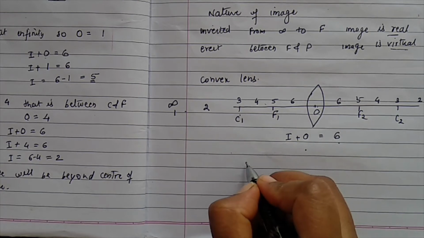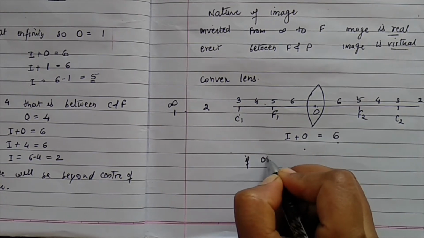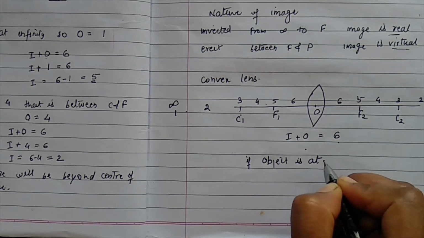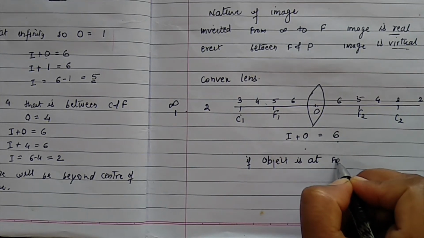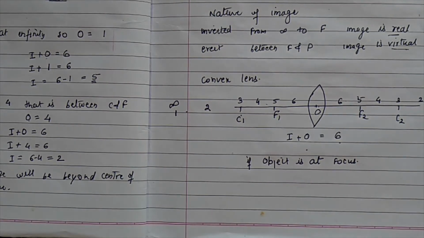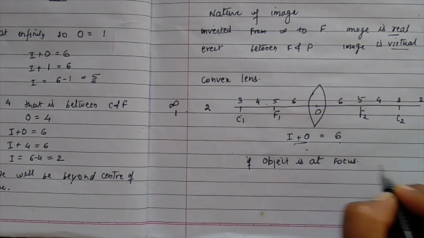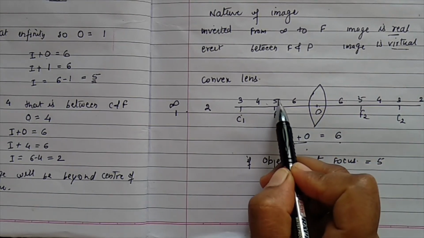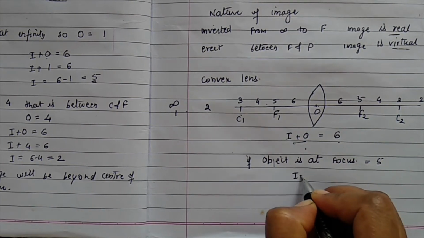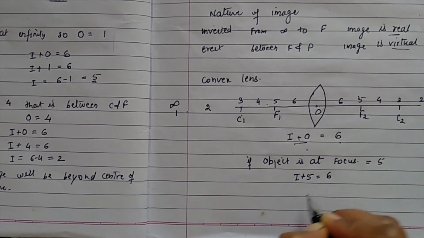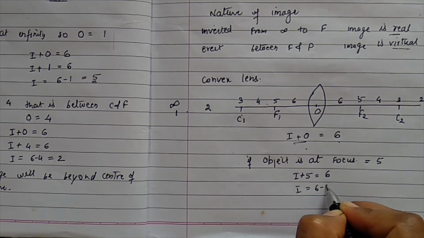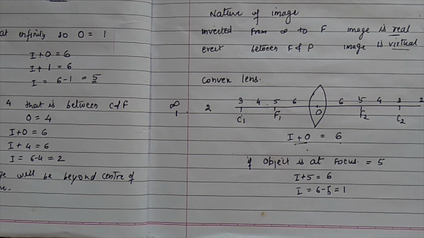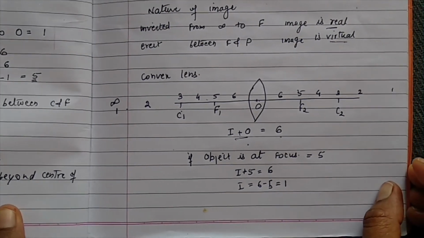So let's see. If the object is at focus, substitute the value over here. For the focus, we got the number 5 from here. So I plus 5 is 6. So I will be 6 minus 5, and that is 1. So the image will be at 1.